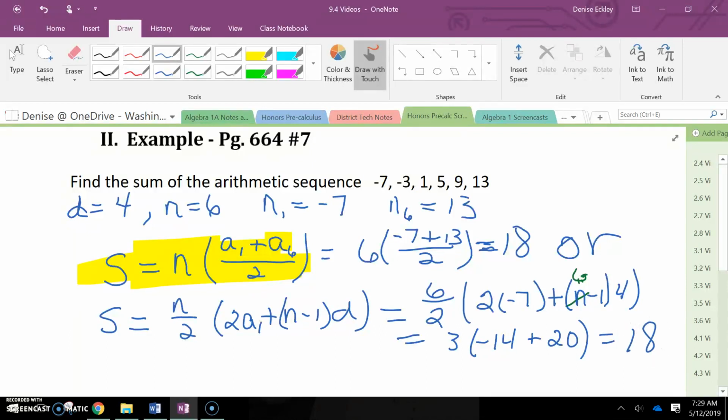So both methods work. But as I said, in our case, the first method would be more efficient than the second.